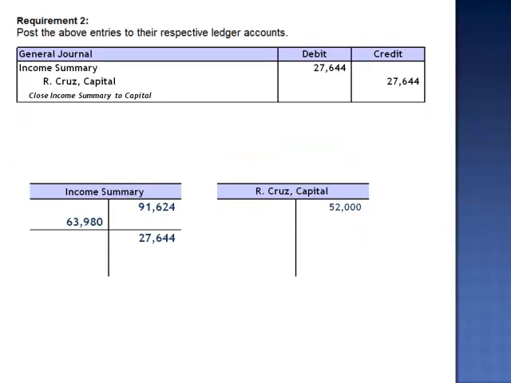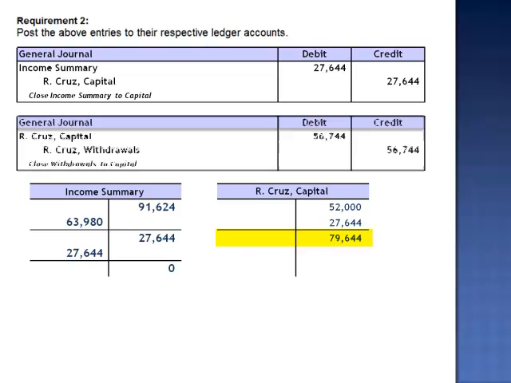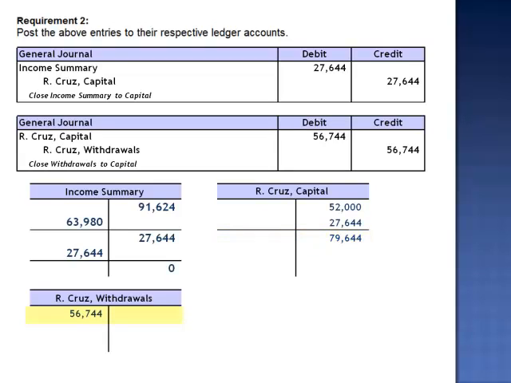The next journal entry transfers the balance in income summary to the owner's capital account. We saw this on the statement of owner's equity when we added net income to the owner's capital balance. The journal entry debits income summary and credits the owner's capital account. The balance in income summary after this third closing entry will always be 0. Cruise's capital balance has a subtotal of $79,644.